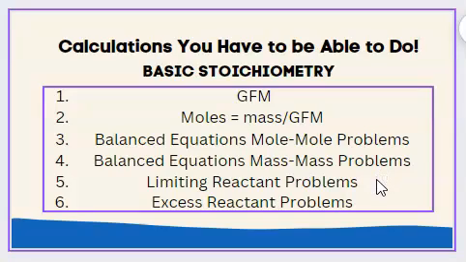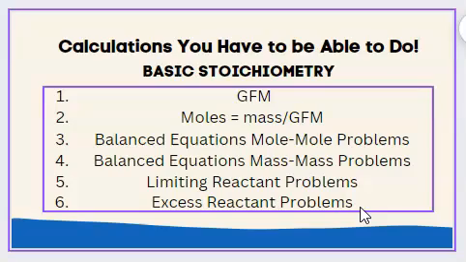Then, if you have more than one reactant, you're going to run out of one of those reactants first. The other one, you're going to have excess left over. So the one you run out of first is a limiting reactant problem, and whatever you have left over is called an excess reactant problem.